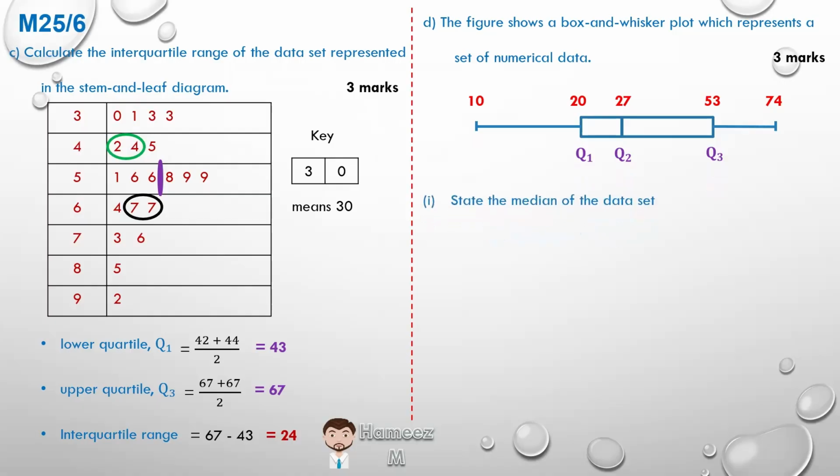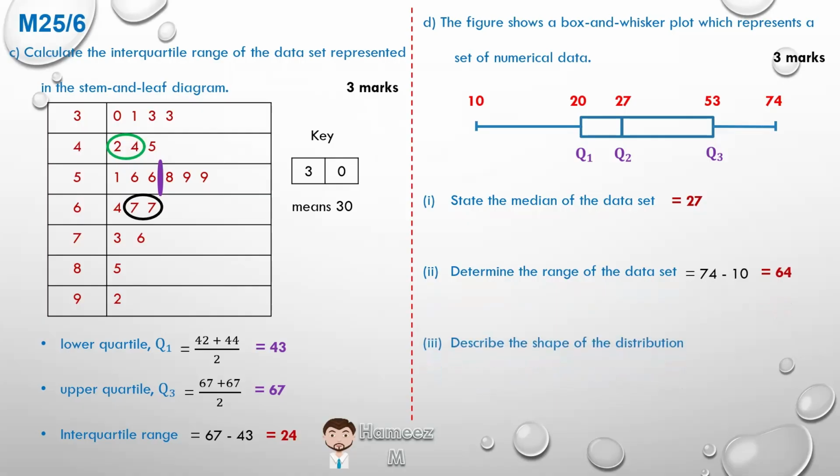Part 1, state the median of the data set. Well, we already said that it is Q2, which is 27. Determine the range of the data set. To find the range, we need the largest number, which is indicated on the right as 74, minus the smallest, which is 10. 74 minus 10 is 64.